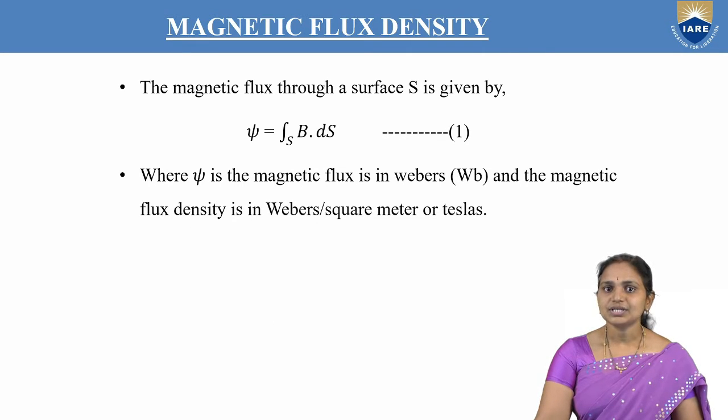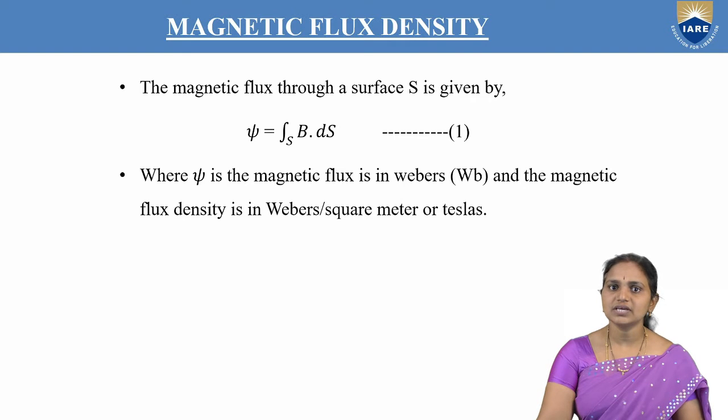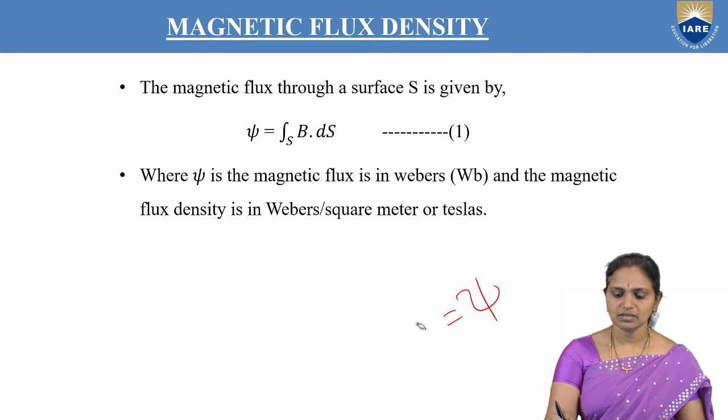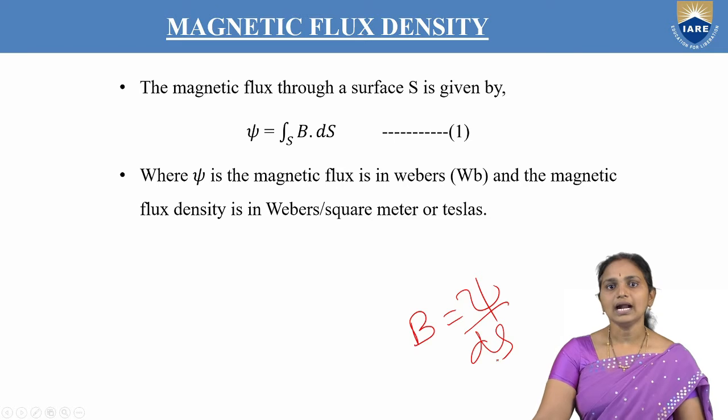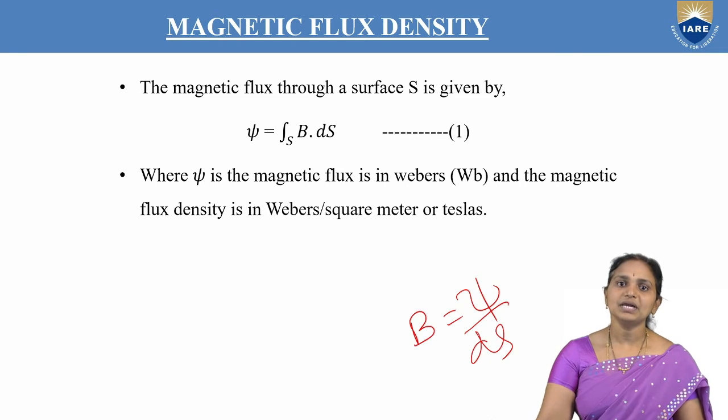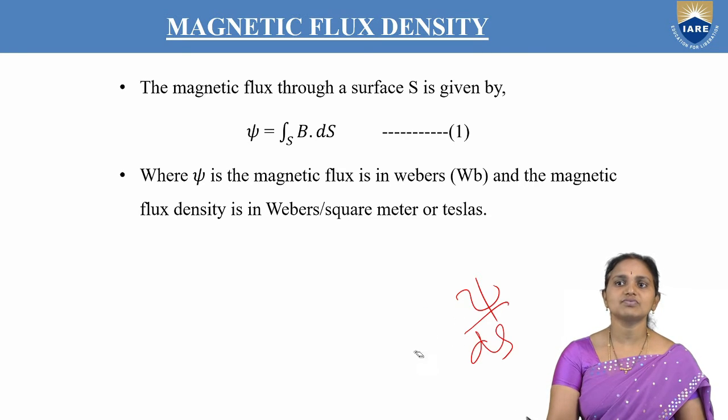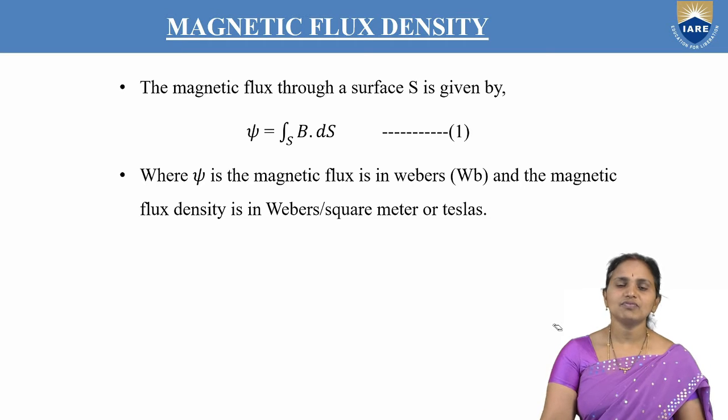The relation between magnetic flux density and magnetic flux is given as magnetic flux psi equal to integral of B dot ds. Magnetic flux density B is flux per unit area. To get the flux value, we have to multiply B with ds, and to get the total flux, we have to integrate that. That is given as equation 1. Flux is linked with flux density as flux equal to closed integral B dot ds. That integration is over a surface.